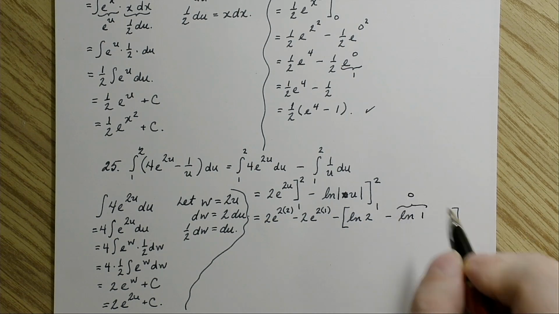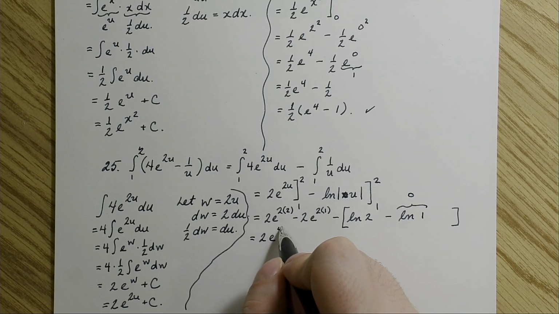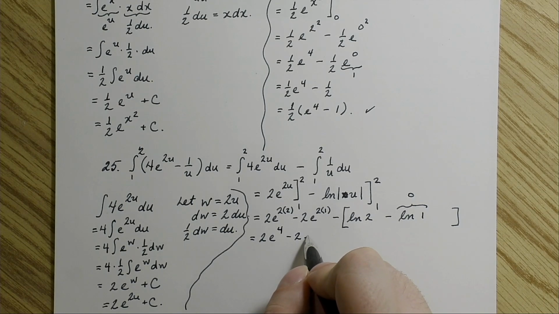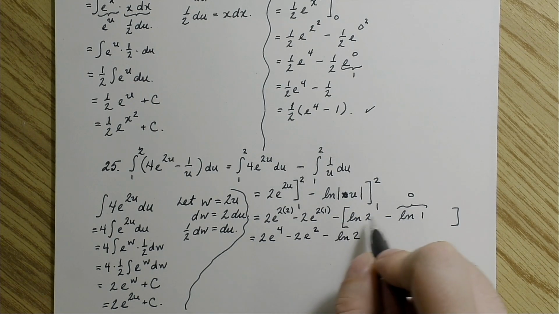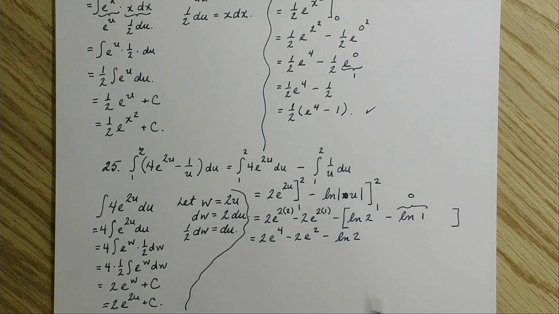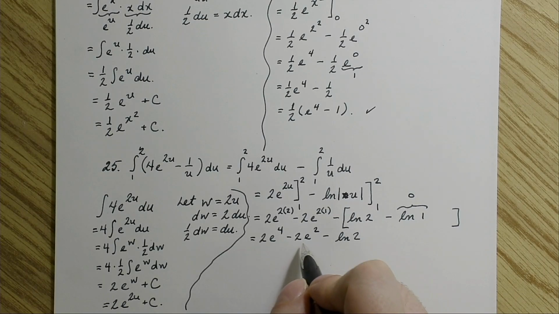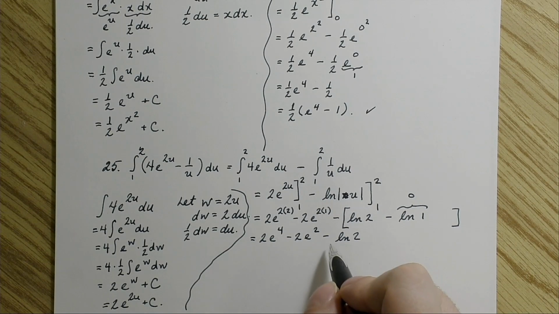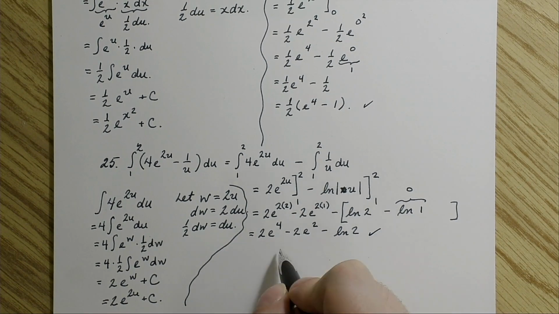and ln 1 is 0, so I'm left with 2 times e to the 4th minus 2 e to the 2 minus ln 2, and then the minus times a minus would be a positive, so that would be plus whatever this was, but this is 0, so I don't worry about that. So I'm actually left with my final answer, which is 2 e to the 4th minus 2 e to the 2nd, or e squared, minus ln 2. And that's my final answer, and that's what matches in the book as well.